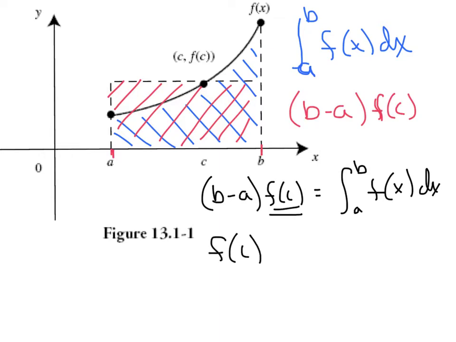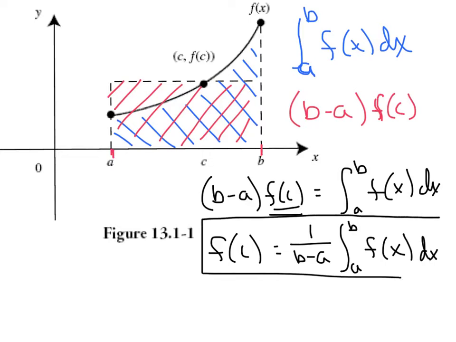So f of c equals, and I'm going to divide the quantity b minus a over to the other side, and I'm going to choose to write it like this. I'm going to say 1 over b minus a is the coefficient, multiplied times this integral. And this is the formula that we're going to continuously refer back to today. This is called our average value formula.